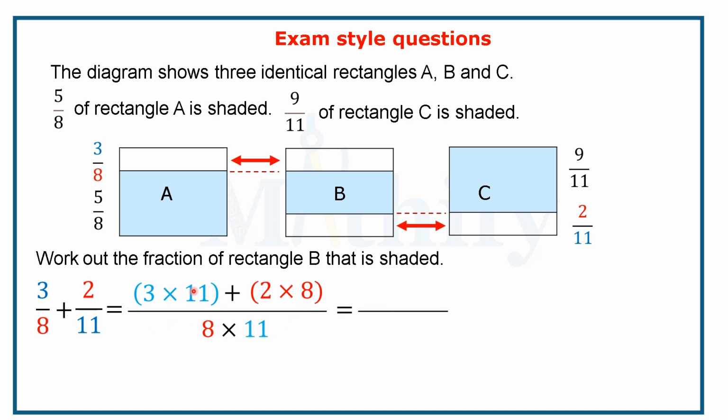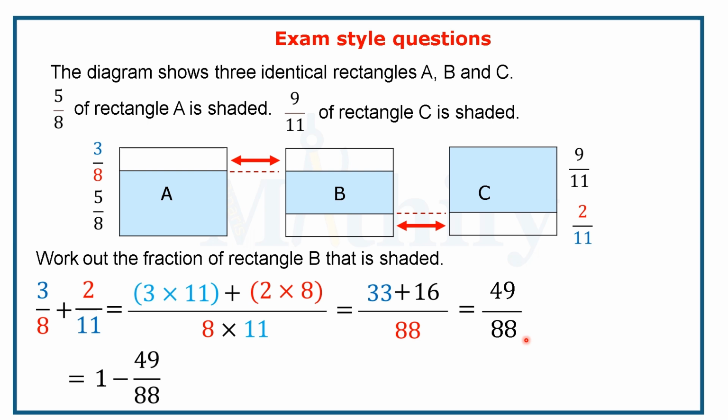So 3 times 11 equals 33, plus 2 times 8, which is 16. And then 8 times 11 equals 88. Now all we need to do is just add them together. 33 plus 16 will be 49 out of 88. That's our unshaded region. To work out the shaded region, we need to subtract 49 out of 88 from 1.